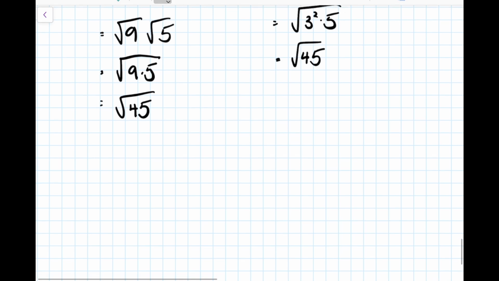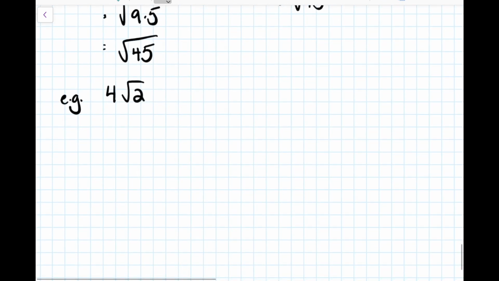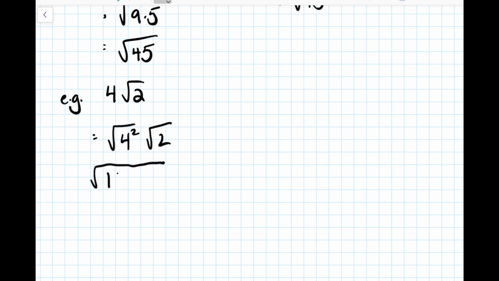So if we try another one here, say we wanted to do, I don't know, 4 root 2, and I wanted to turn that into an entire radical. So I want to move that 4 inside of a root. So it's going to become 4 squared times 2, which is going to become, well, 4 squared is 16. So it's 16 times 2, which just gets me root 32.